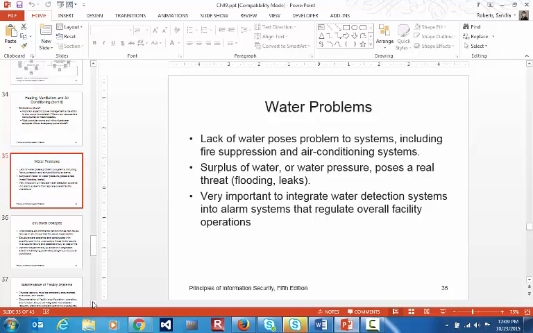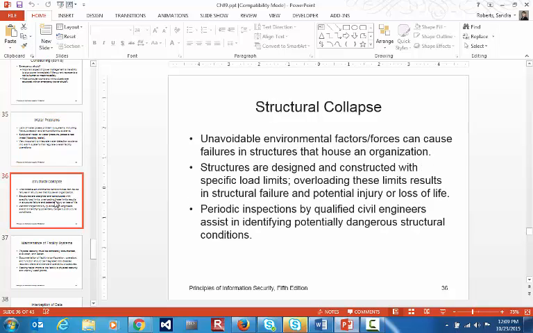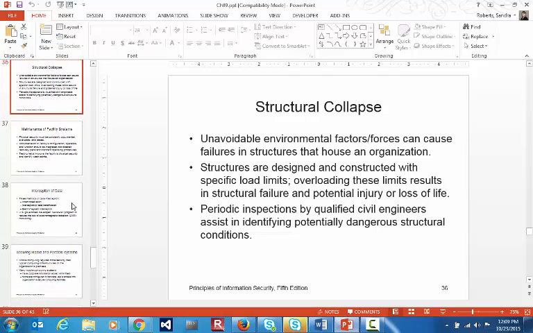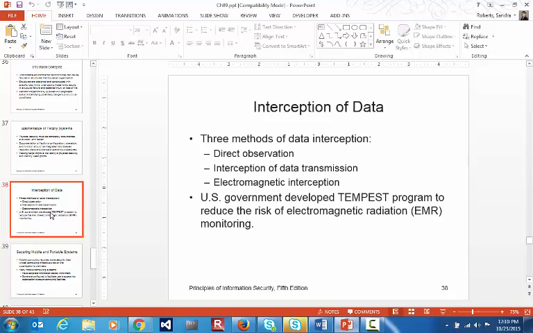Water problems, the lack of it, the surplus of it, the integration of it into systems. Structural collapse. Oh, we don't want to even go there, do we? Physical. We're talking about physical, but somebody needs to do that. Carefully documented, evaluated, and tested. Yeah. Now, data interception, direct observation.